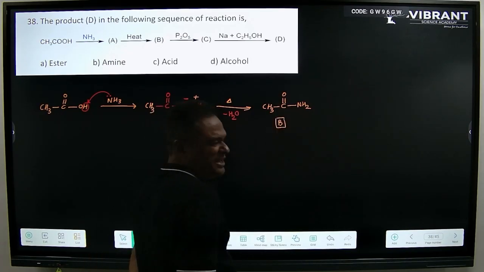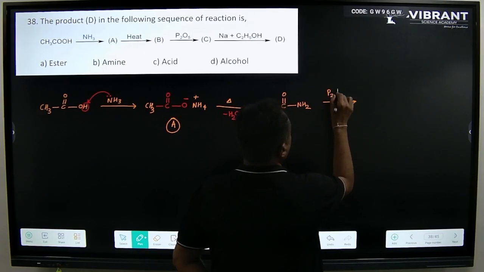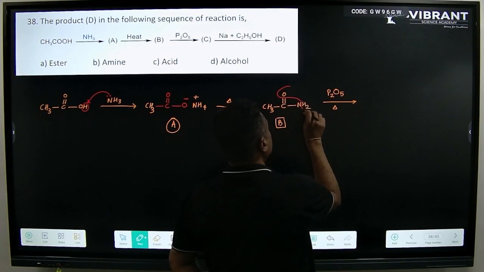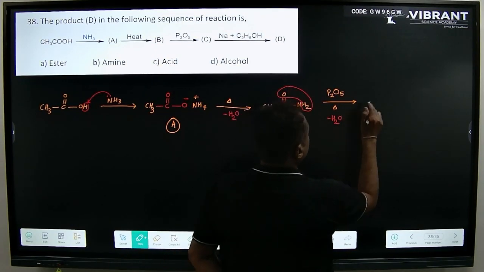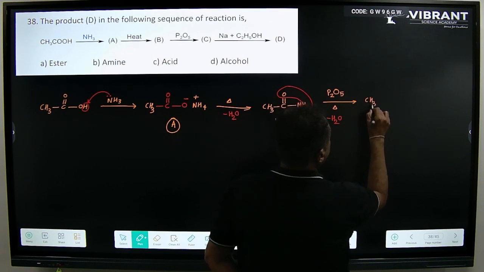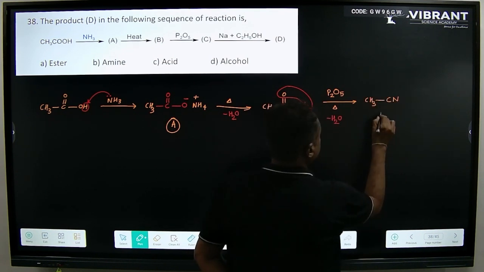Now, what is the next step you have got, child? I think it's P2O5. I don't know how many of you remember, but P2O5 is a dehydrating agent. Can it remove a water molecule from this? Now, when a water molecule is lost, will I get nothing but a cyanide as the compound? So that becomes your answer C.